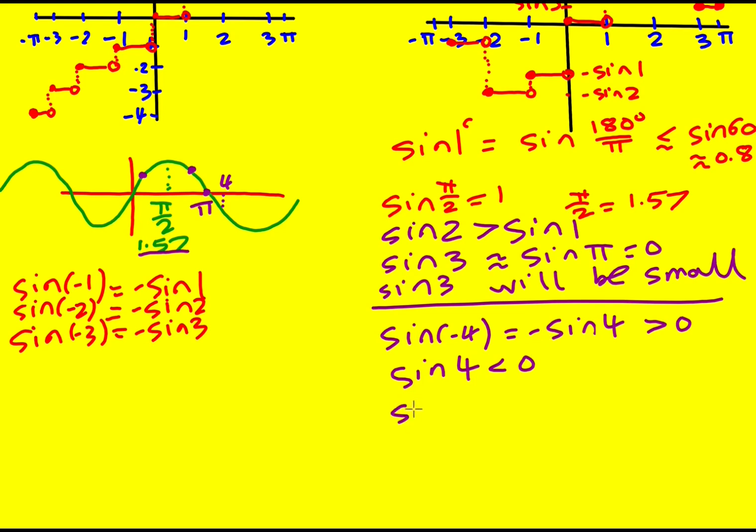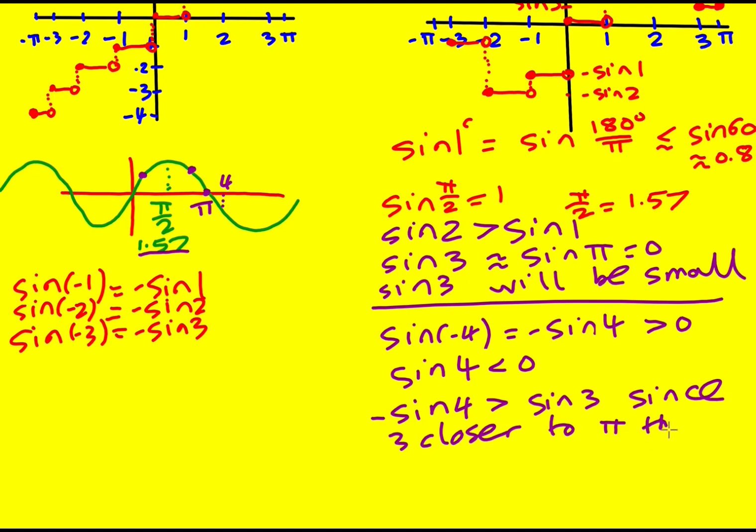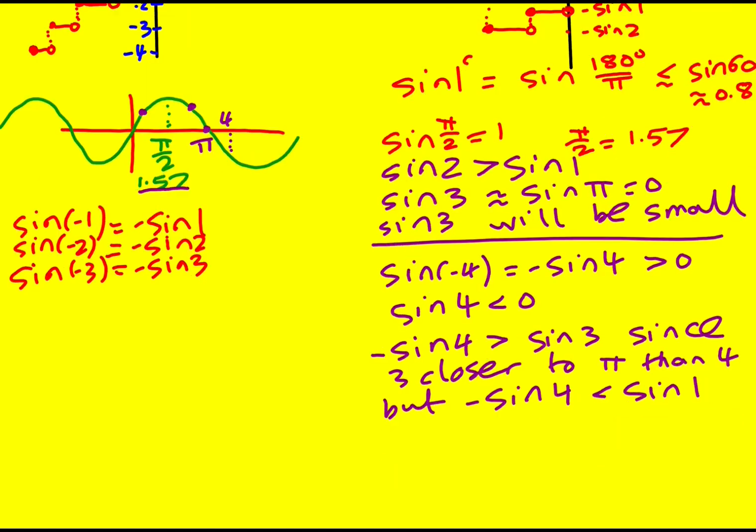And furthermore, like sine of 3 was quite close to 0. Minus sine of 4 is going to be greater than sine of 3, since 3 is closer to pi than 4. But minus sine of 4 is going to be less than sine of 1.